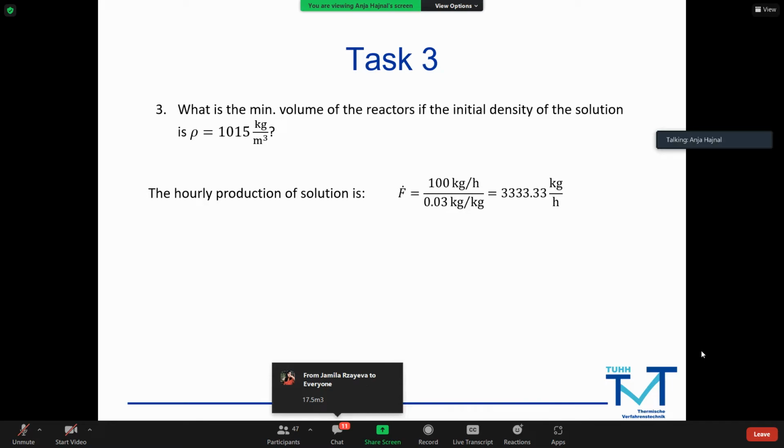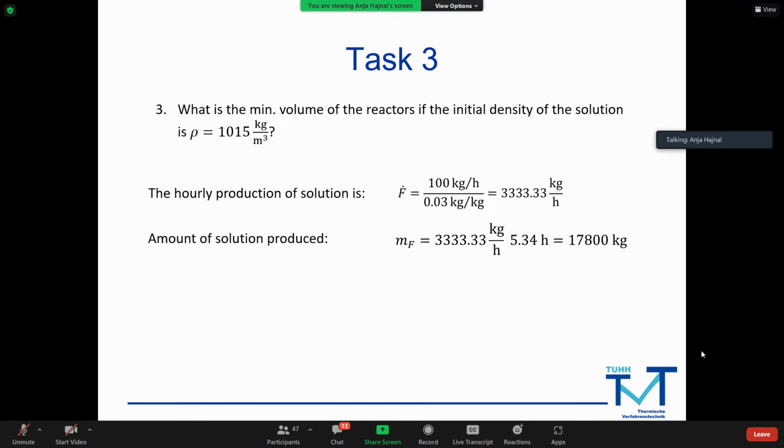So the hourly production of the solution, we know we have, so this is given in the task. It says 100 kilograms of solute are produced per hour with a loading of 0.03 kilograms solute per kilogram of solvent. And if we know how much solute we have per hour and we know its concentration, then we can calculate the flow rate of the solvent. And with that, you should get 3,333 kilograms per hour.